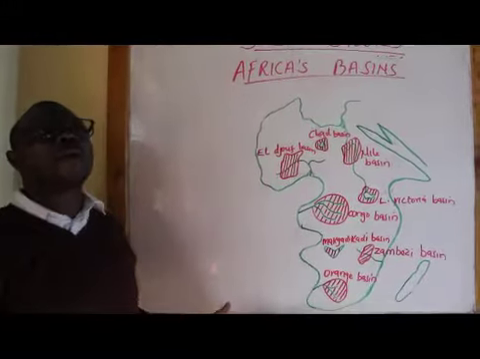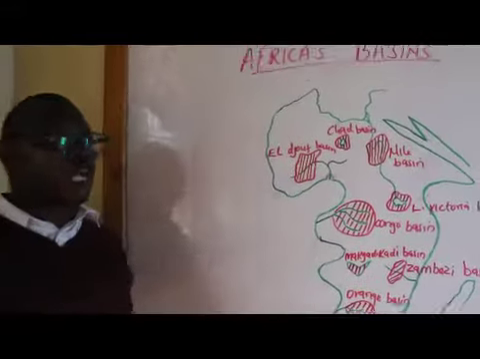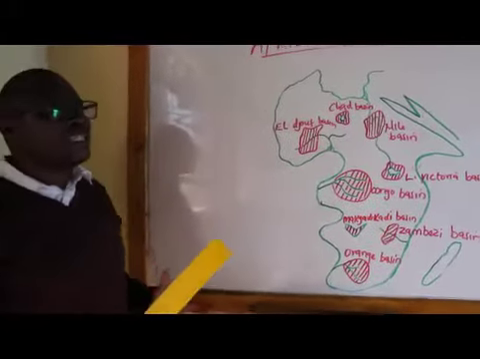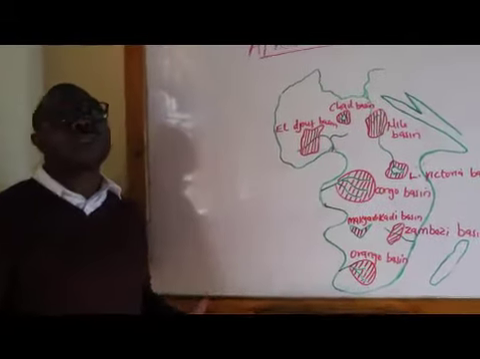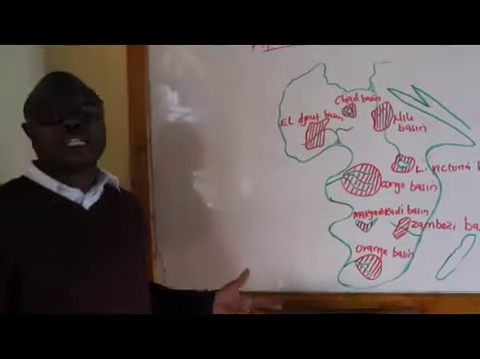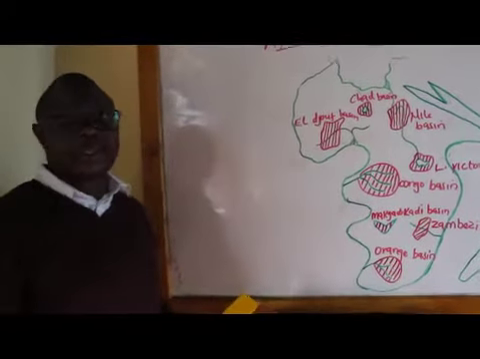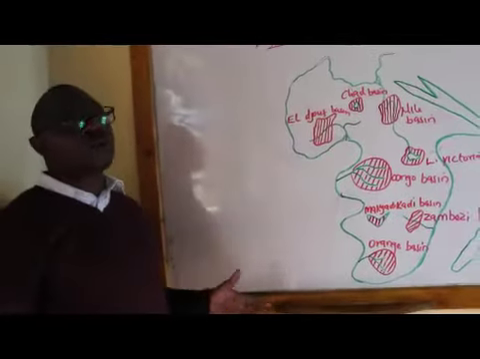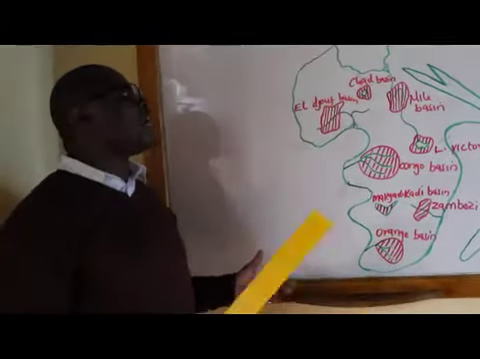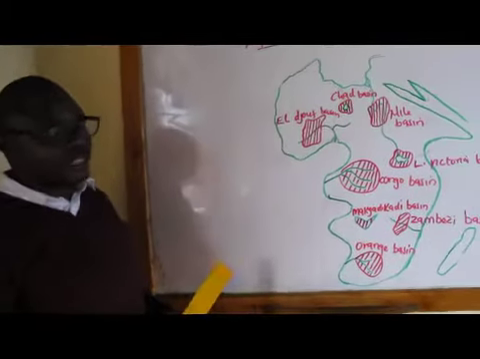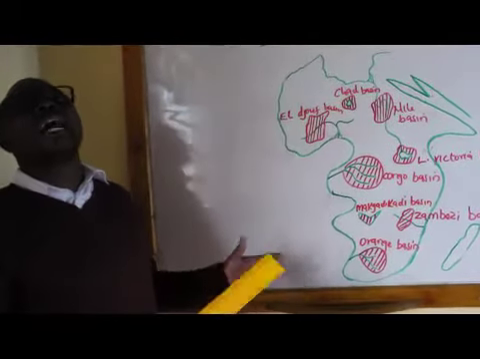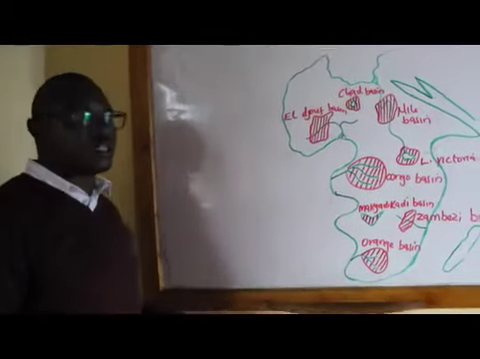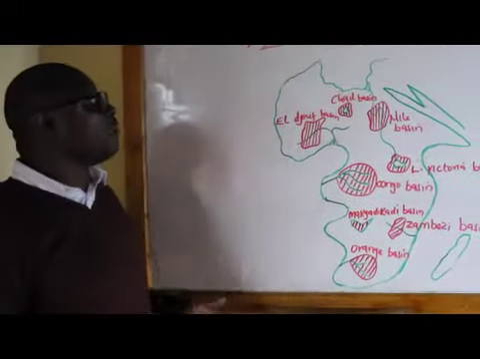Now, my pupils, we would also like to talk about Africa's basins. Maybe let me start by defining what a basin is. A basin is a large, low-lying land bound by plateaus or mountain ranges. Now, a range simply means a chain of progressive mountains or progressive hills. We call them ranges.